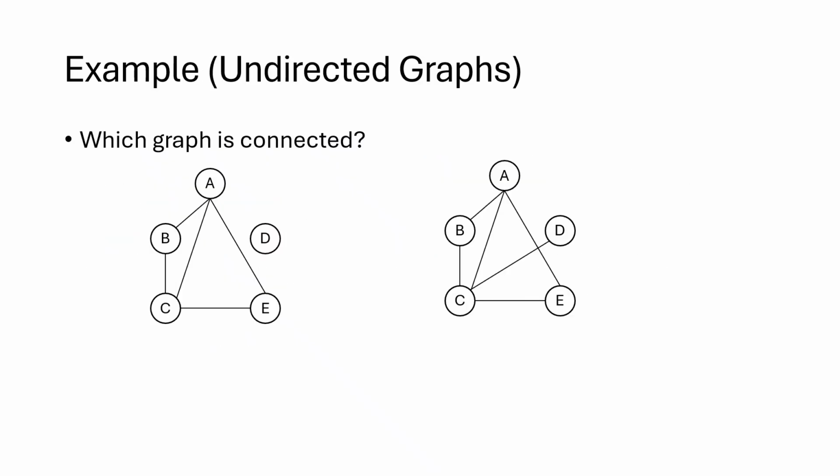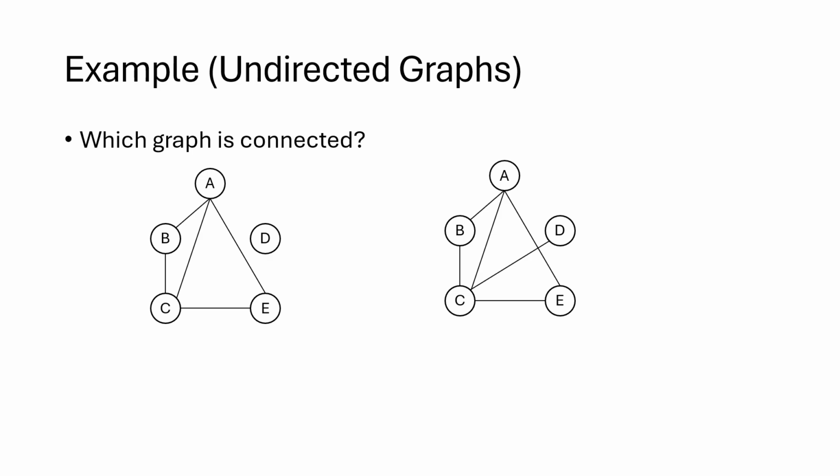So here's an example for an undirected graph. So we have two graphs. The question is which one is connected. And for the graph on the left, you can see that there is no path between, for example, A and D. If you want to start from A and traverse the edges, there is no way that you can get to D, or from D to E or D to C and so on. So for that reason, the graph on the left is not connected.